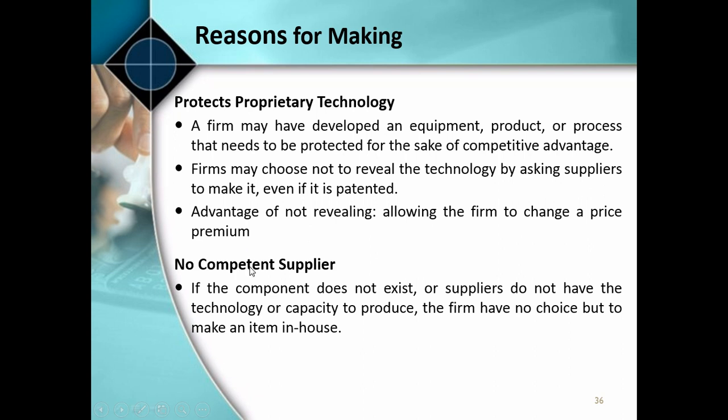Okay, so next reason for making, no competent supplier. Okay, so dia kata if the component does not exist or suppliers do not have the technology or capacity to produce, the firm have no choice but to make an item in-house. Okay, so let's say katalah produk yang kita nak tu tak ada supplier yang boleh supply. So we have no choice. So we need to make by our own. So tu adalah kenapa kita buat sendiri.